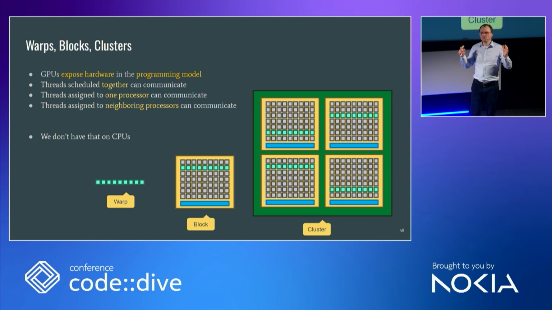And similarly, multiple multiprocessors that are together form a cluster of multiprocessors, and because they are close, they can communicate very fast. They communicate faster than with some multiprocessor at the other end of the GPU. So again, this is all exposed in the programming model of the GPUs. You can actually use the fact that you have some threads executing together with you, that some threads are executing on the same processor, or on a nearby processor. And all of that is exposed, and you can leverage that. And we don't really have anything like that on the CPU side.